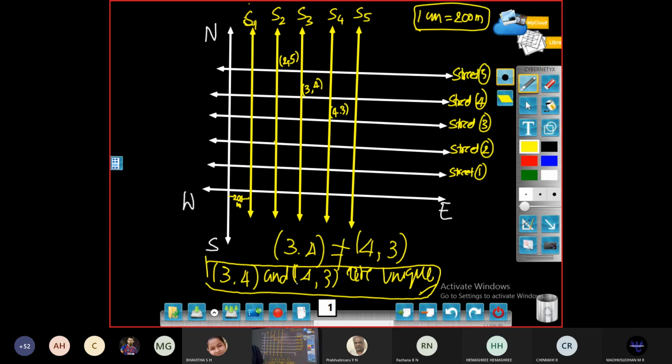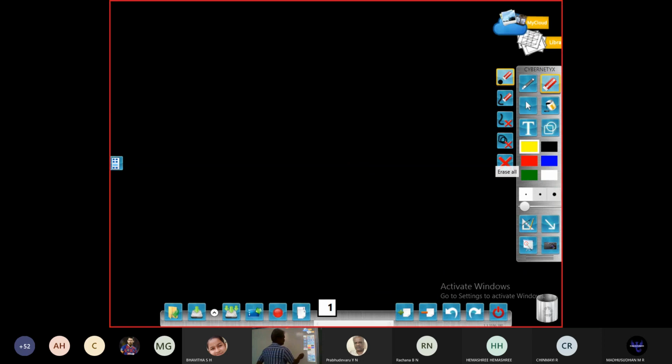So now another important thing, let us go to the Cartesian system now. Using this knowledge of locating a point on a plane, let us go to the Cartesian system now. So I'm going to remove this. Shall I remove this? Yes, sir. So now we will go to the Cartesian system.